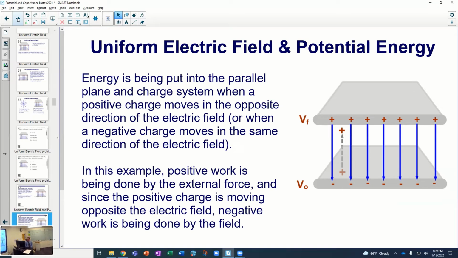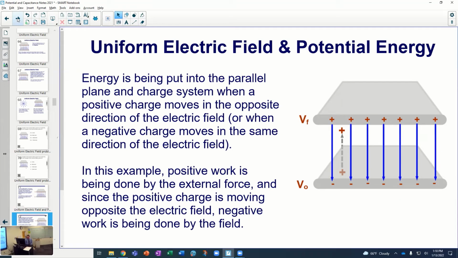Energy is being put into the parallel plane charge system when a positive charge moves in the opposite direction of the electric field, or when a negative charge moves in the same direction as the electric field. In this example, positive work is being done by the external force. And since the positive charge is moving opposite the electric field, negative work is being done by the field.